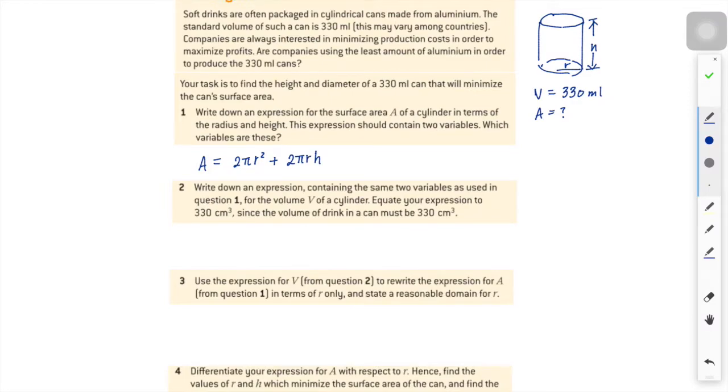So here's A. Number 2, write down an expression containing the same two variables as used in question 1 for the volume V of a cylinder. Equate your expression to 330 centimeters cubed, since the volume of a drink can must be 330 cubic centimeters. So we know that the volume is pi r squared h, which after we sub in 330 turns into this expression.